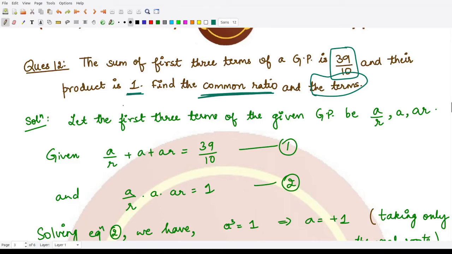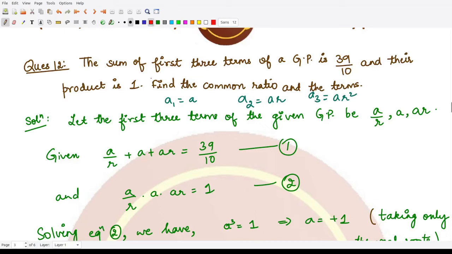So let's first of all assume those 3 terms. Usually our terms are A1, A2, A3, right? And you know what is A1? A1 is just A, and A2 is A into R. And A3 is A into R square. But as I have told you previously while we were discussing the concept, we will select the terms in such a way that it would reduce our computation. So we will select the terms as A upon R, A and AR.